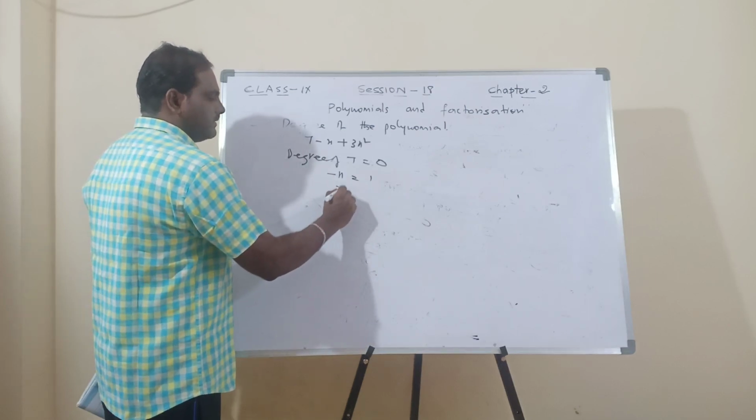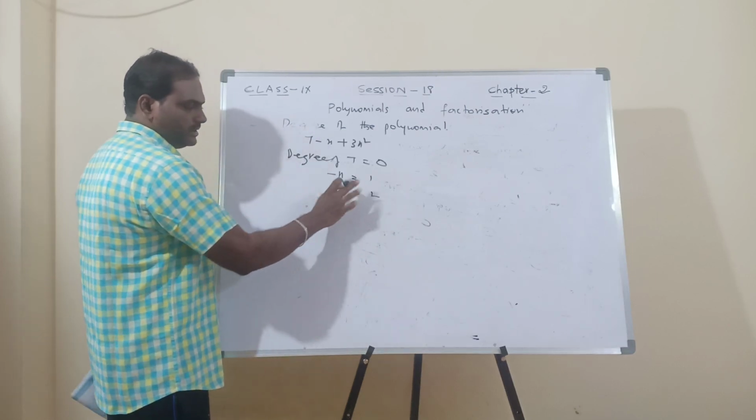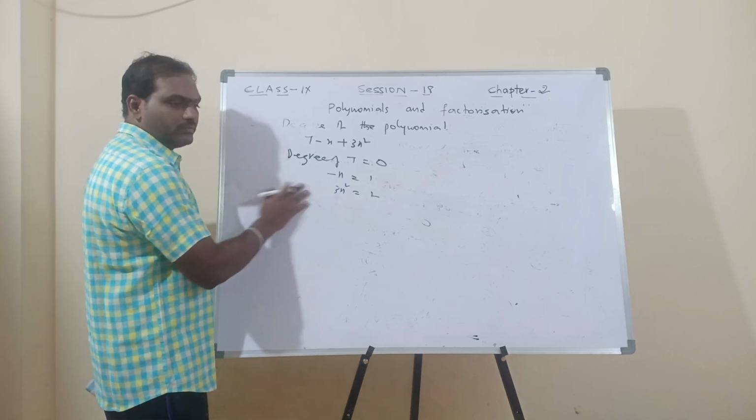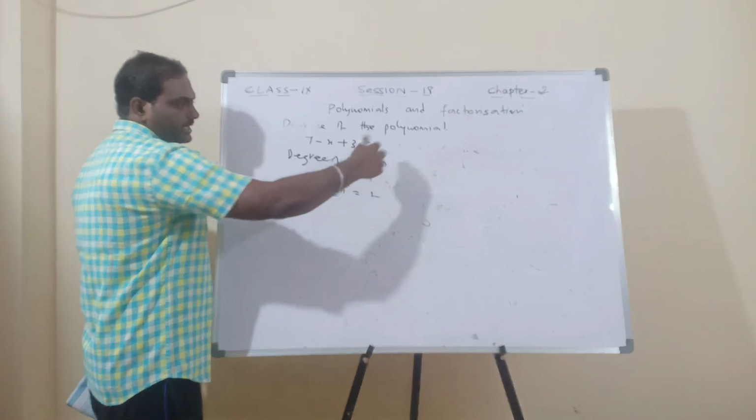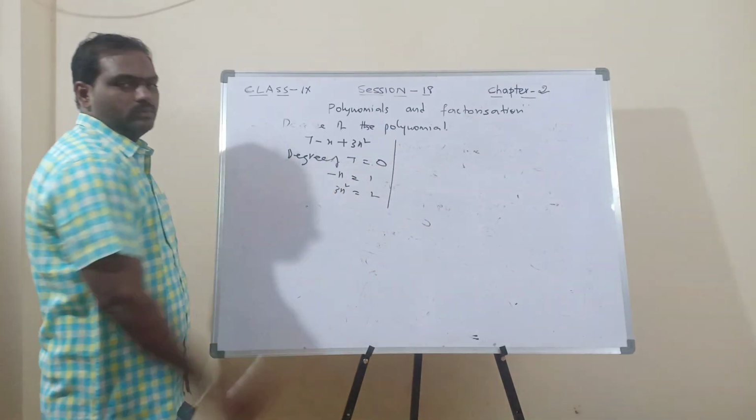Next, degree of 3x square. How much is it? 2. Don't write 3 into 2 and don't write this one. This is called the coefficient, that we'll learn in the next question. So therefore, what is the total degree? So degree of the given expression is 2. Okay.